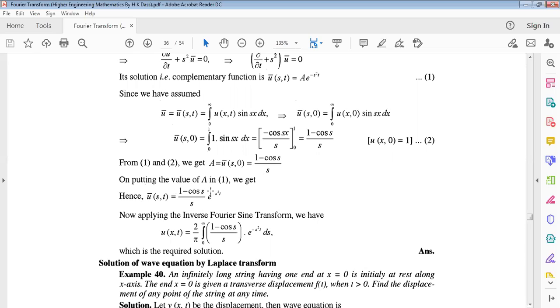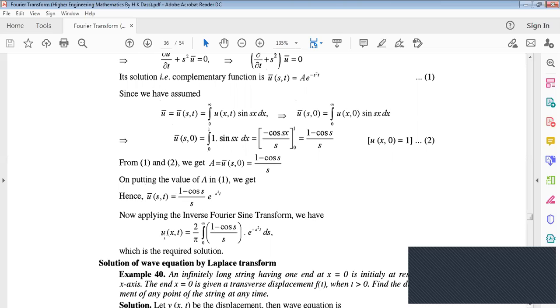But if we take the inverse Fourier transform, this will be inside the inverse Fourier function. The inverse Fourier function of this one gives uxt equals 2 by pi times the integral from 0 to infinity of the Fourier transform of f of x, ds. This is the total function representing the inverse Fourier sine transform, remember it. And this is the required result. I hope everybody understands.